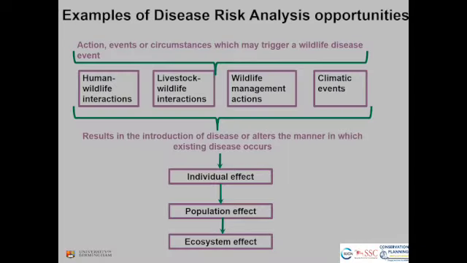So I'm just going to use 2 quick examples here. I am on time for an interview, so that's good. I'm going to look primarily at how DRA has either worked or could have been used in other situations, and we'll be using different examples as we go through the next few days as well. I'm going to concentrate firstly on human-wildlife interactions and then livestock-wildlife interactions. We're going to look at the results of introduction of the disease, and what we need to consider in the DRA is the individual, population, and then ecosystem effect.